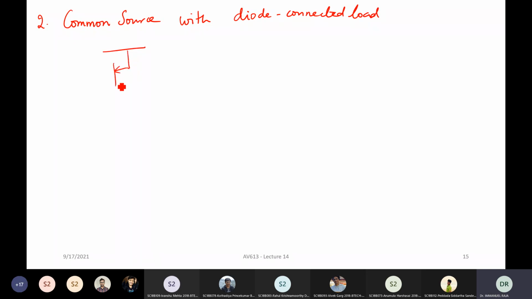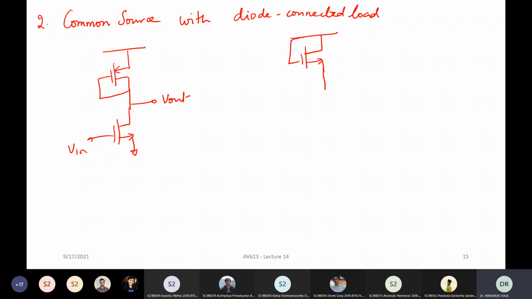You can put a PMOS transistor here and connect its drain and gate. This is your input. This is your output. Now you can also have an NMOS transistor where the drain and the gate are connected like this, and you have your input transistor like this. Let's say this is your Vin, this is your Vout. Let's call it M1, M2 in this case.